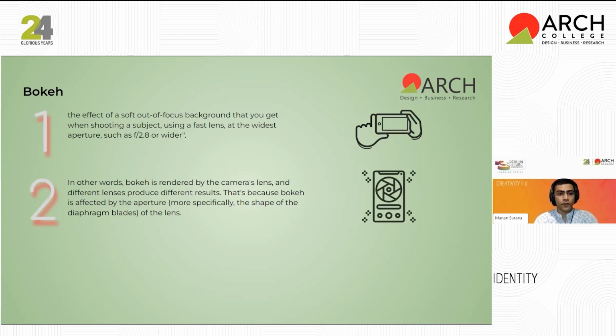The effect of a soft out of focus background that you get when shooting a subject using a fast lens at the widest aperture, such as f2.8 or wider. So have you seen those Diwali lights become round and blurry? That's called a bokeh effect. In other words, bokeh is rendered by camera's lens, and different lenses produce different results. That's because bokeh is affected by the aperture, most specifically the shape of the diaphragm blades of the lens.